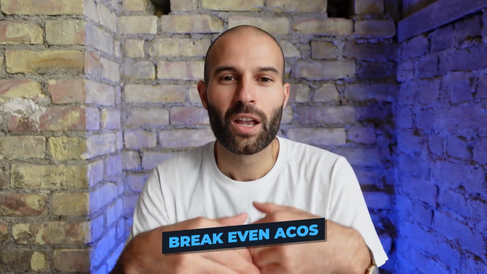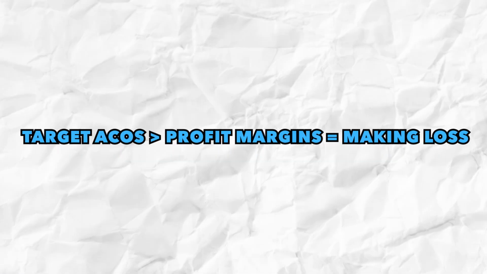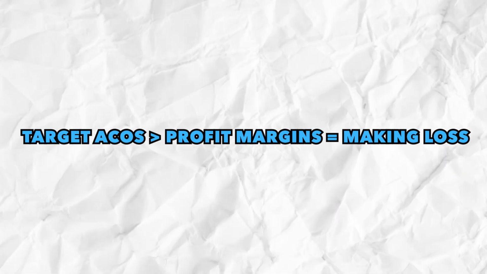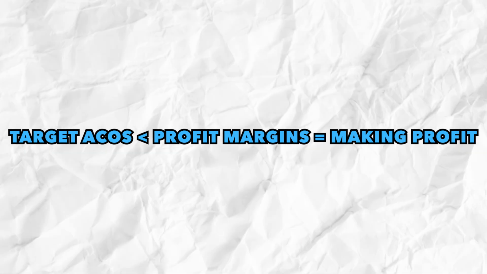But after a product launch, once your product has actually gained good organic keyword ranking, for most products, your target ACoS is going to be the same as your profit margin. And we call this a break-even ACoS. The reason for this is that if your target ACoS is higher than your profit margin, then you're going to be losing money on those PPC sales, and that's actually going to eat away at the profit you're making on your organic sales.